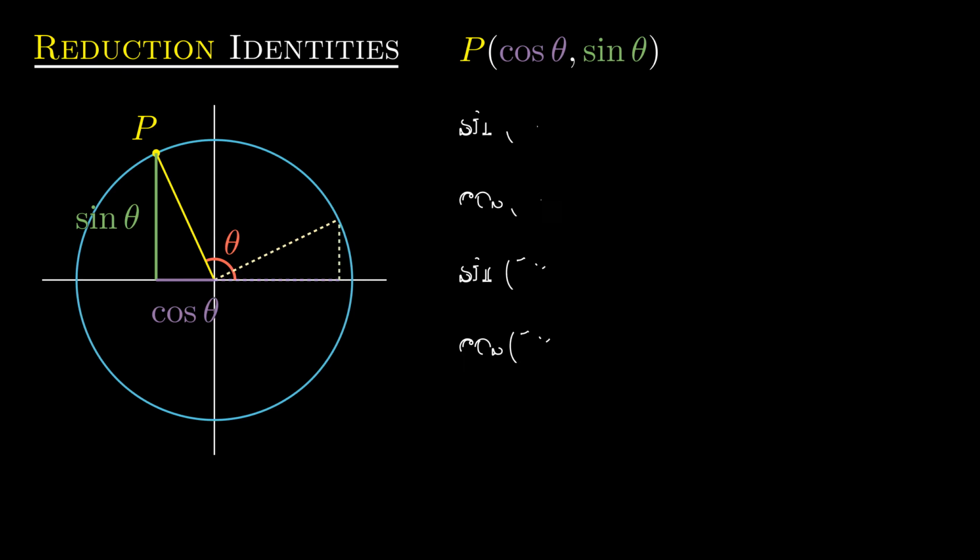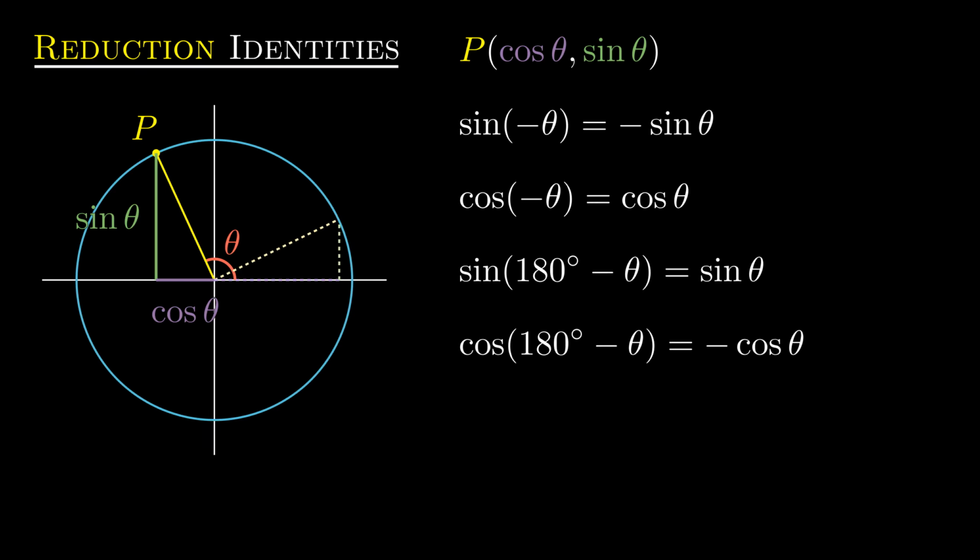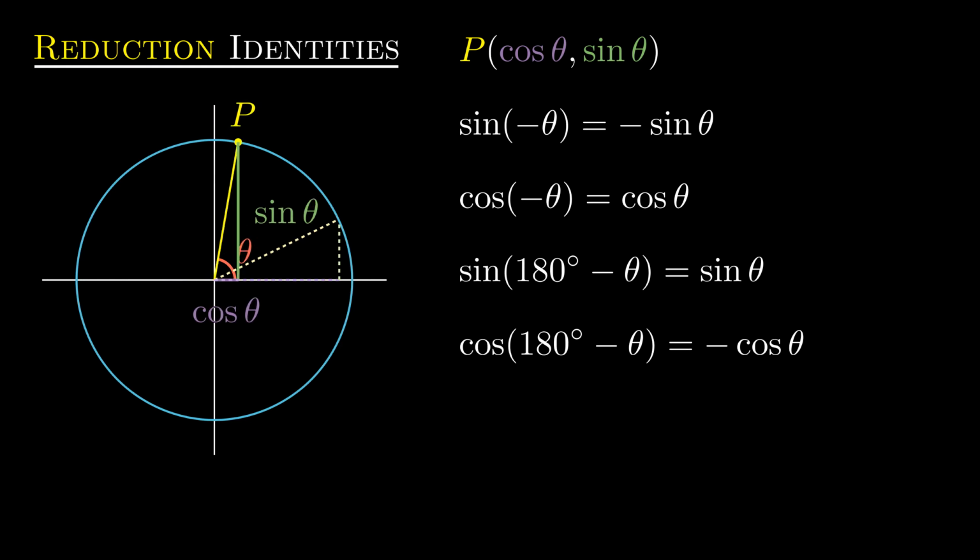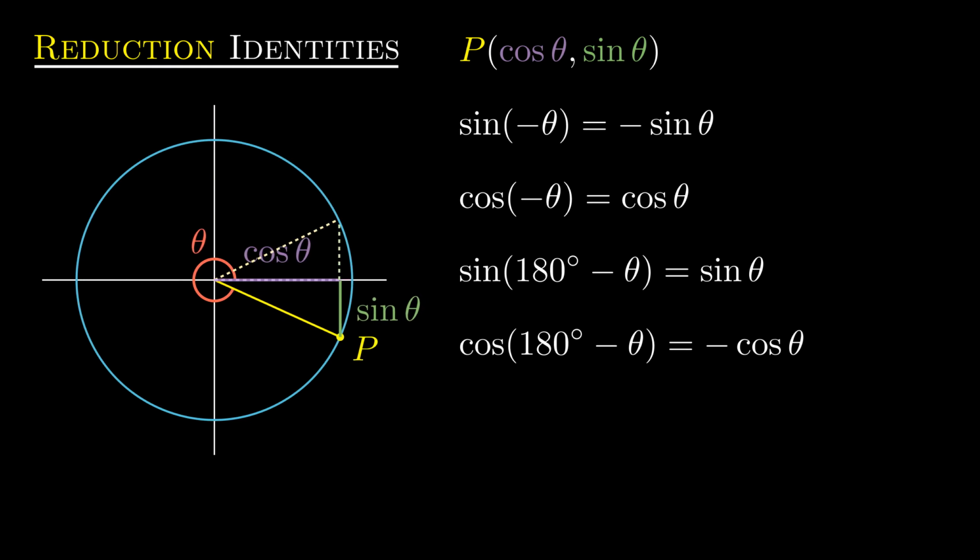What happens if we negate theta? Taking negative theta is the same thing as saying that you are reflecting across the x-axis. And because sine theta is the y-coordinate, sine theta is negated. But because cosine theta is the x-coordinate, it doesn't change, it remains cosine theta.